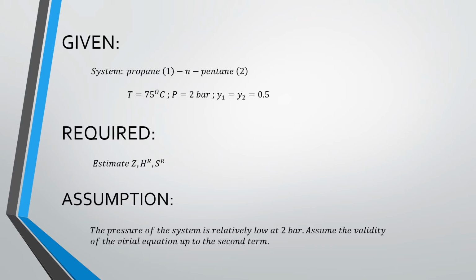In this problem, we have an equimolar system of propane and n-pentane at 75 degrees Celsius and 2 bar. We are asked to estimate Z, the residual enthalpy and entropy. The pressure of the system is relatively low at 2 bar. Therefore, we assume the validity of the virial equation up to the second term.